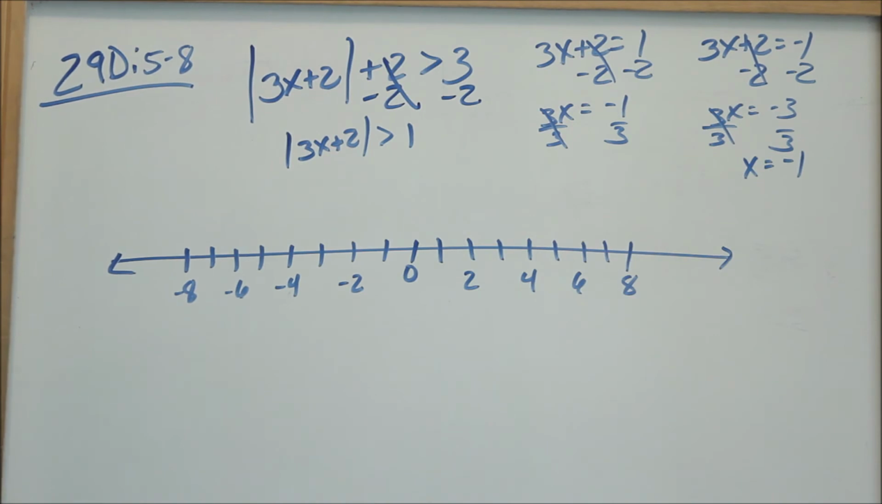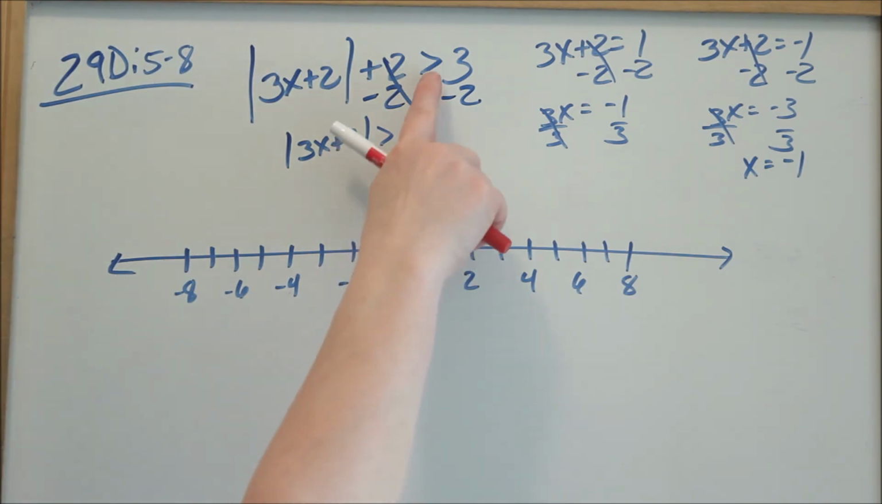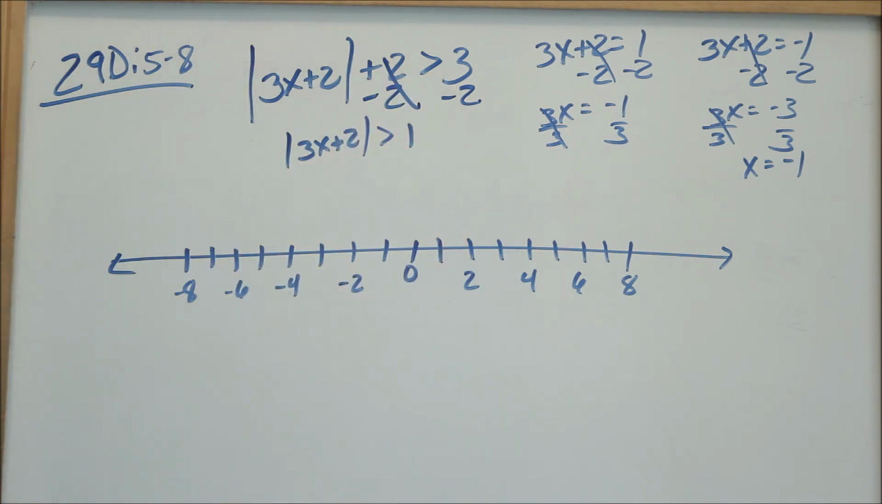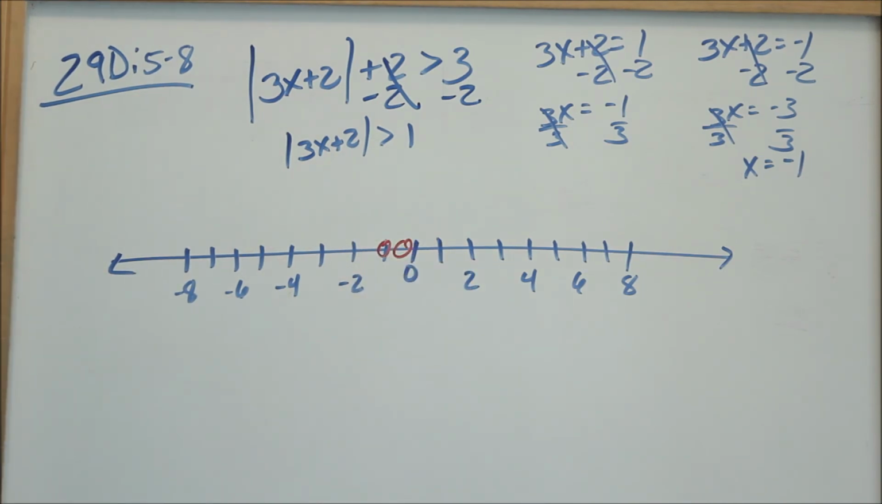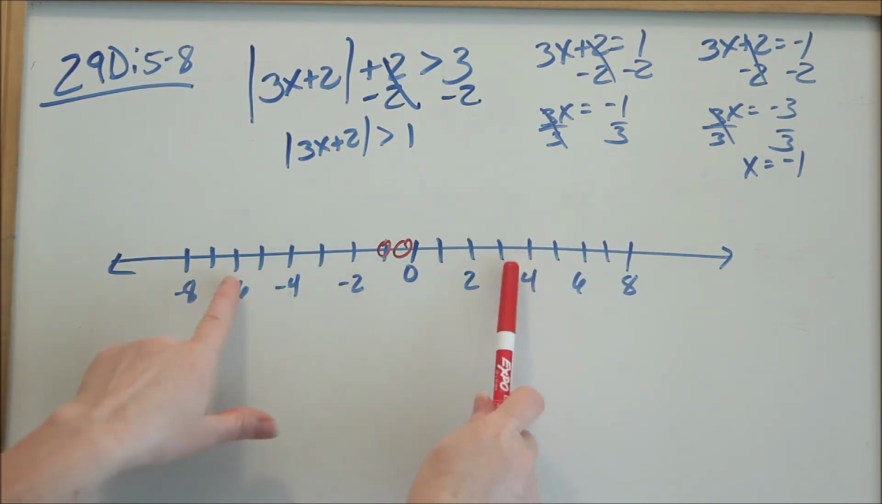Now you can plot those points on your number line. So this was a greater than, so they both should be open circles. So x equals negative 1/3. That's over here, not quite to 1, something like there, and it's just an estimate. And then x equals negative 1. So there's your 2 circles. So since these are so close together, my recommendation is to test something out here.